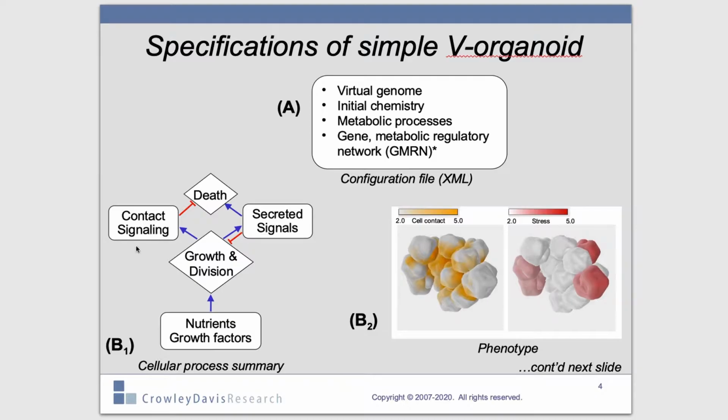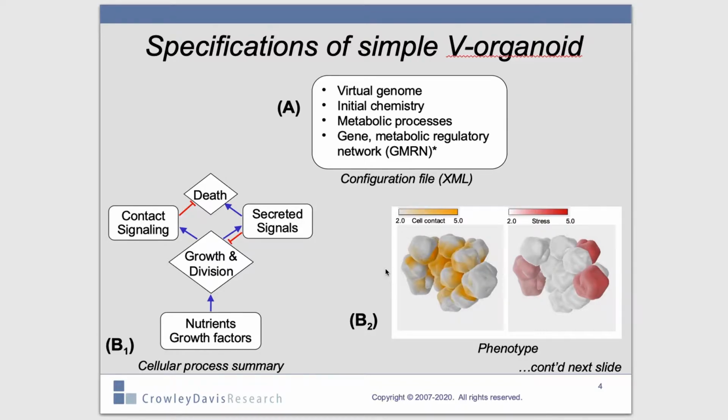In the lower left-hand part of this slide, under B1, is the cellular process summary that indicates how this V-organoid develops from a single cell and achieves homeostasis. In this example, growth and division are driven by nutrients. Cells on the inside of the growing cluster are protected from death by contact with their neighbors. As the cluster gets bigger, cells near the surface may die because they become stressed and lack such protection. These two opposing tendencies, cell growth and division versus death, are shown in the pseudocolor images in the lower right-hand corner of the screen under B2.